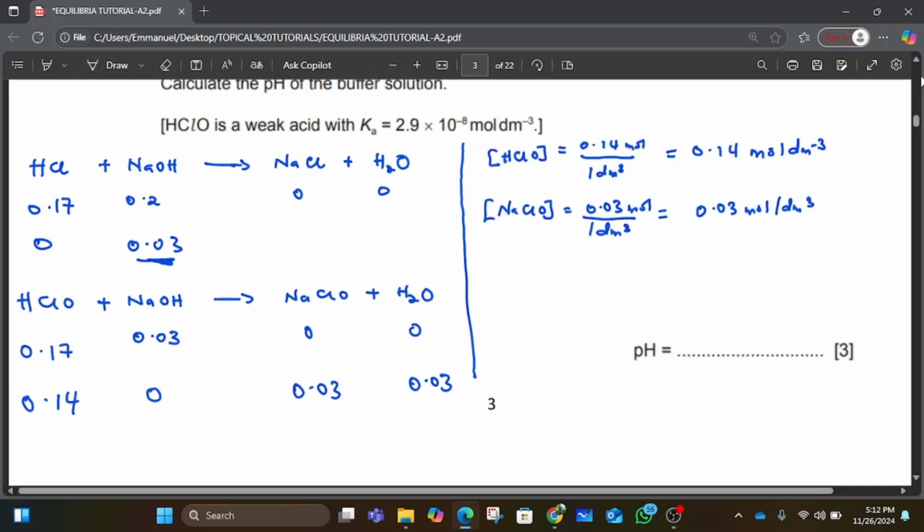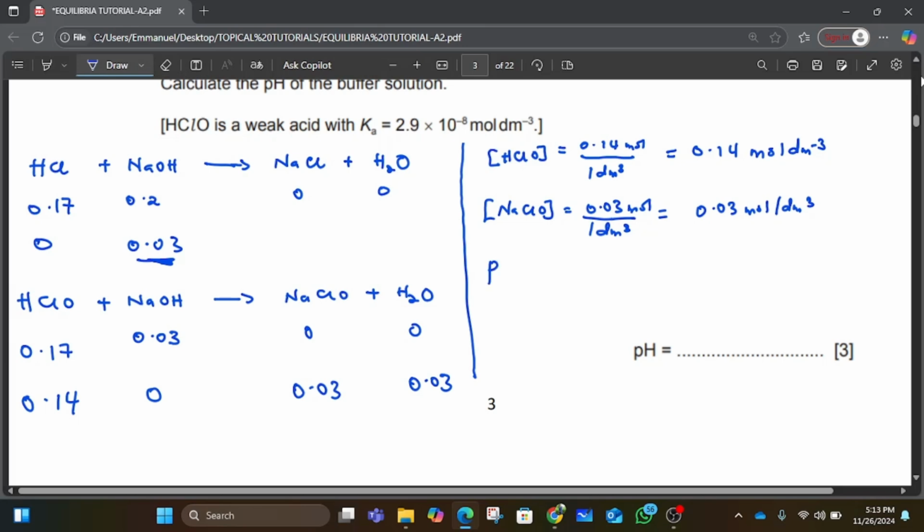So now that we know the equilibrium amount of the acid as well as the salt, we can find the concentration of the acid and the salt at equilibrium. Remember, concentration is equal to amount over volume. The amount of the acid at equilibrium is 0.14 mole, and the total volume of solution was 1000 cm³, which is the same as 1 dm³, so the concentration is 0.14 mol per dm³. For the salt, the equilibrium amount is 0.03 mole divided by 1 dm³, which gives 0.03 mol per dm³.